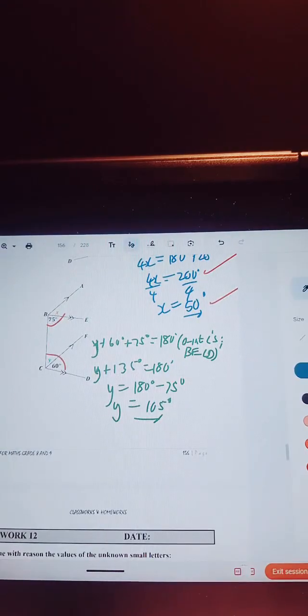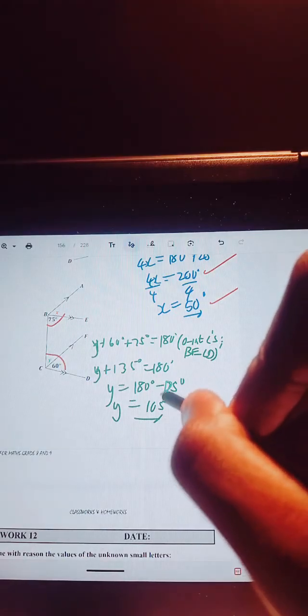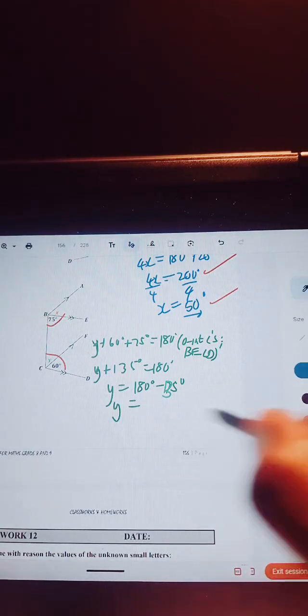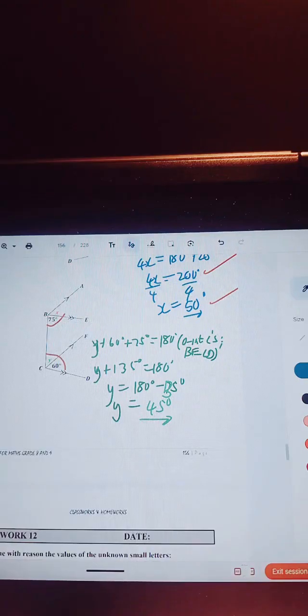I think you guys have been calculating these pretty nicely there. Ooh, what is this? Oh, 180 minus 135, sorry, my bad. 180 minus 135, which is equal to 45. Sorry. Thank you guys for that.